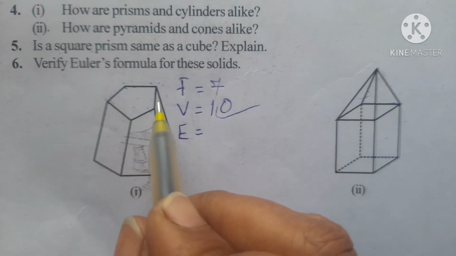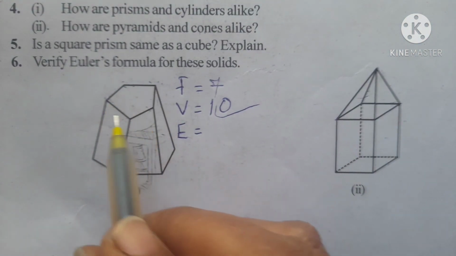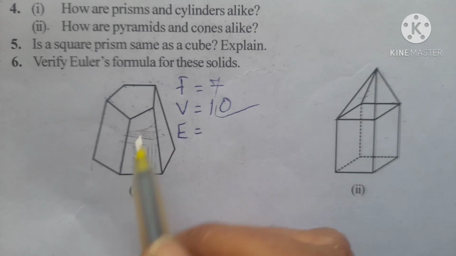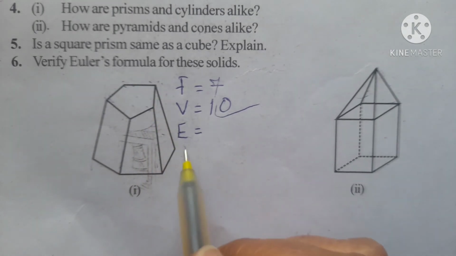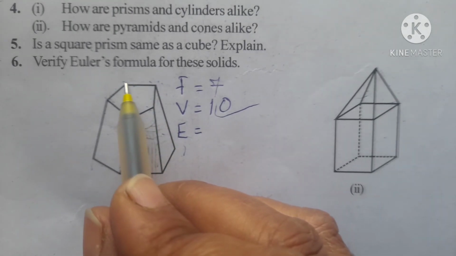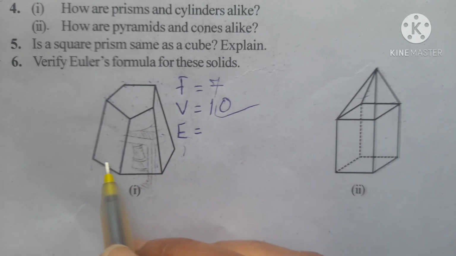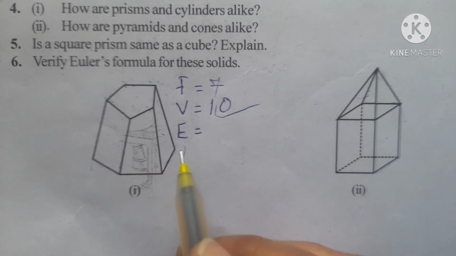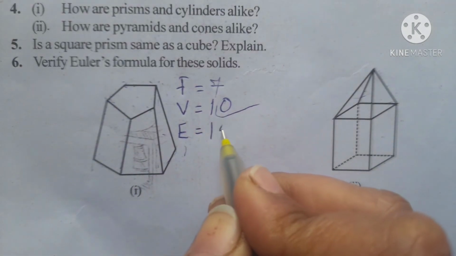Edges you have to count like this. So these are 5. Similarly 6, 7, 8, 9, 10. And at the bottom also 5. So 10 plus 5, 15.